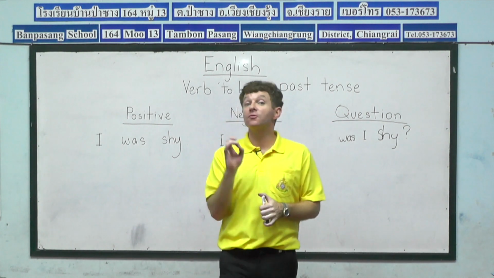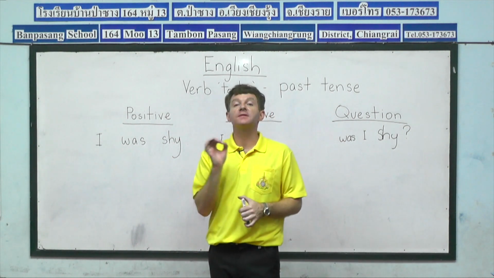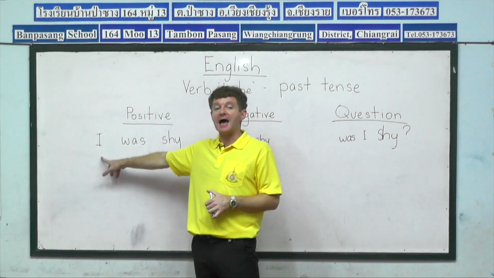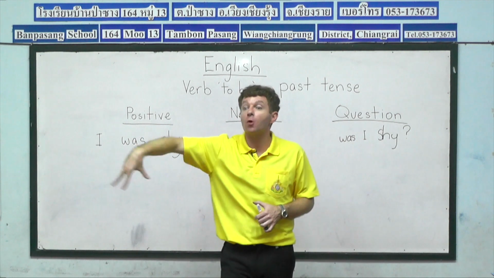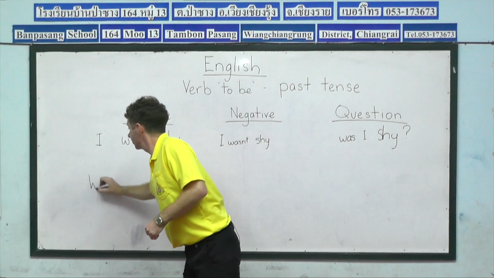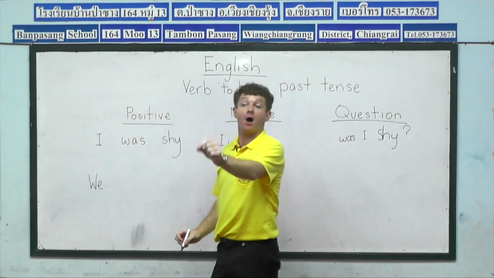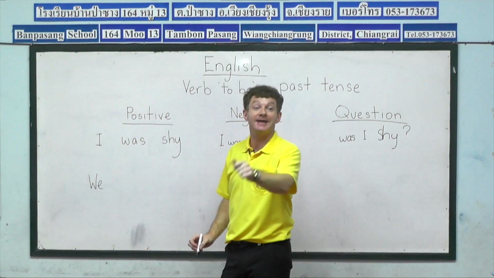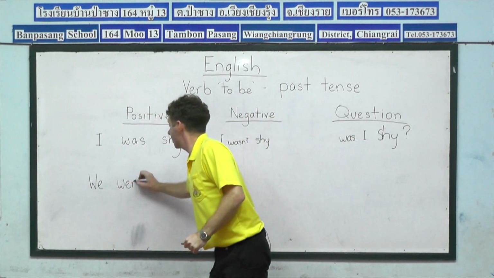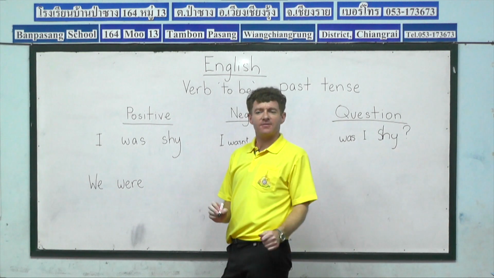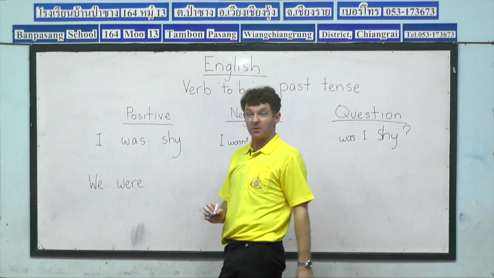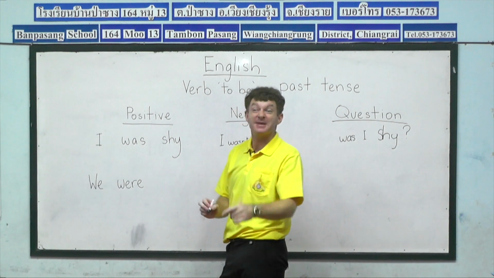And now we will do our second example, but this time we will use a different pronoun. We've already used I, but what about if we talk about all of us? We, okay? Not we are, past tense, we were. And what adjective shall we use? We were happy. Happy, okay? We'll use happy. Happy and tall.